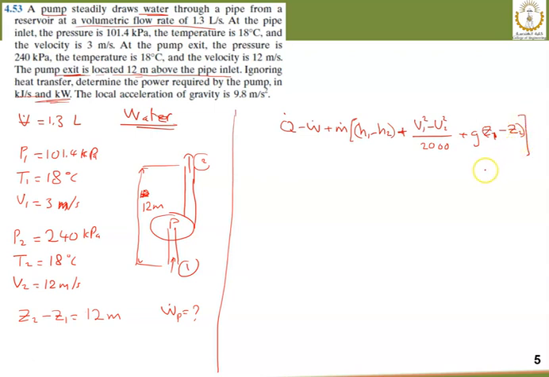Of course this equals 0, and here we also need to divide by 1000, because this will give us joule. So we need to divide by 1000 to have it in kilojoule, sorry. Here we are told to ignore the heat transfer, therefore Q will be 0.